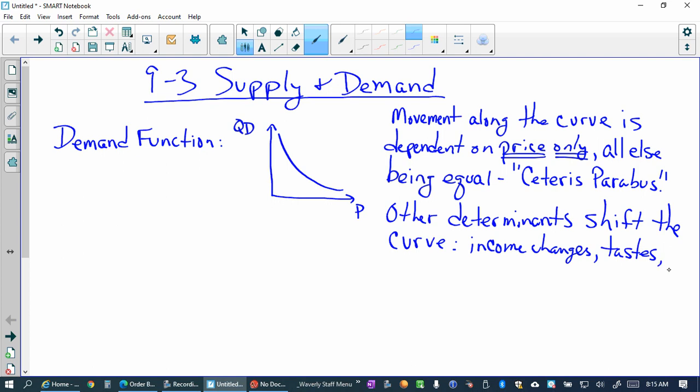What about if there are more buyers in the market? Maybe a certain population generally is getting older, right? And if you're older, you generally make a little more money, right? So maybe like the number and age of buyers. All right. Anything else you can think of?